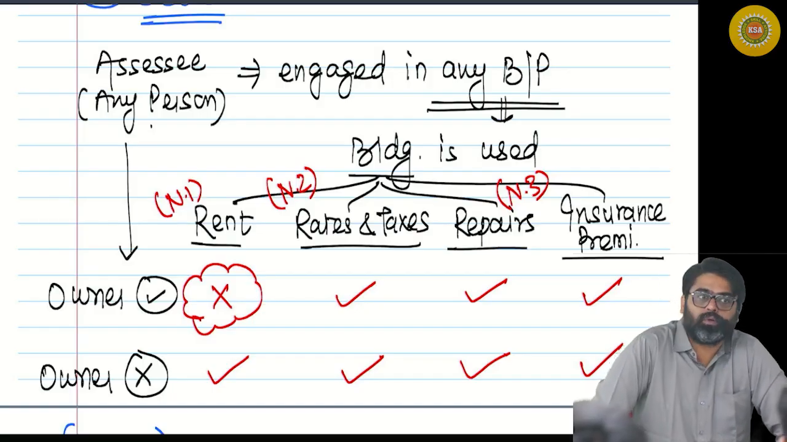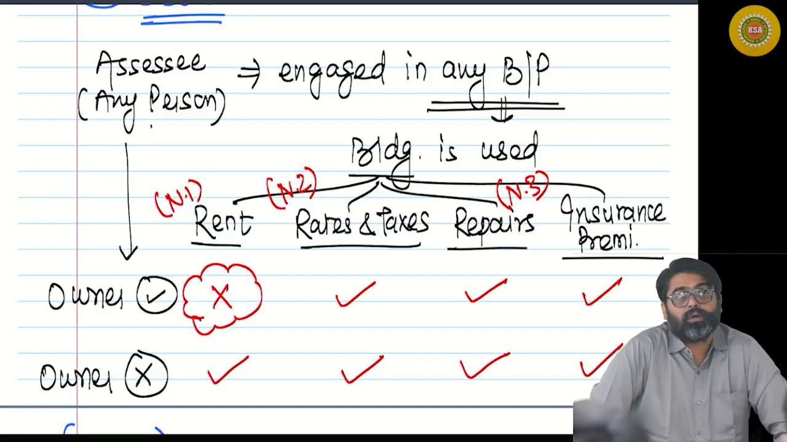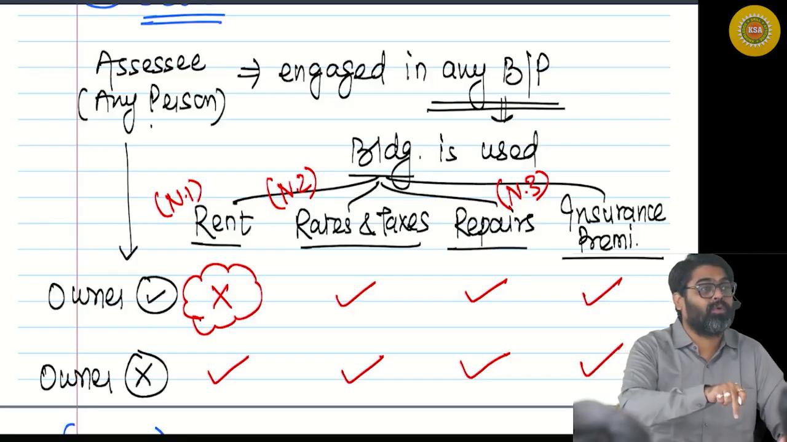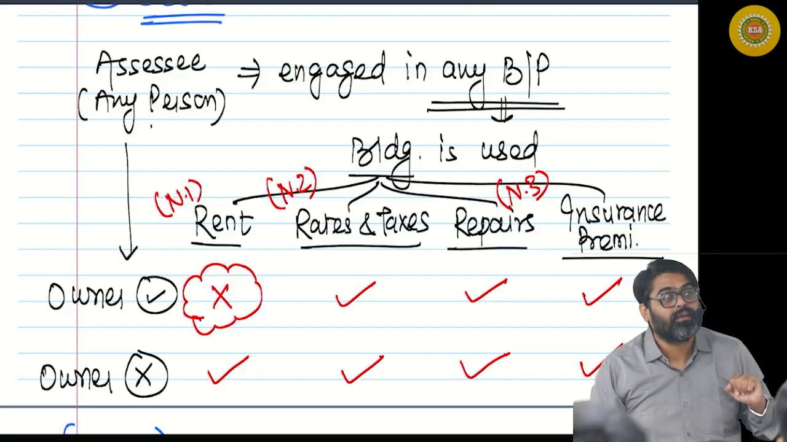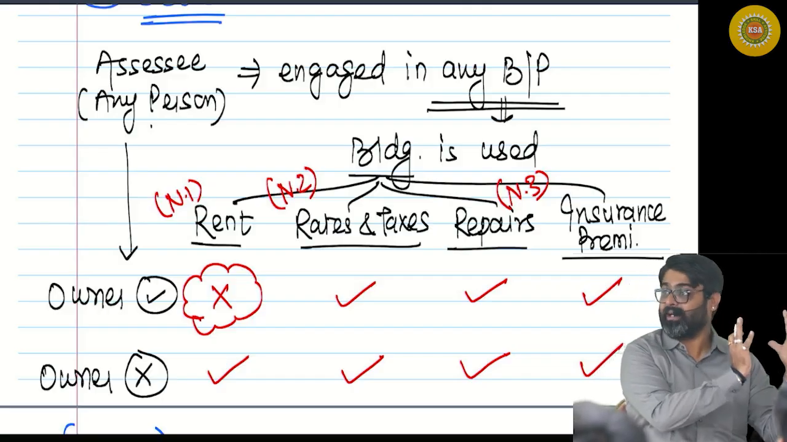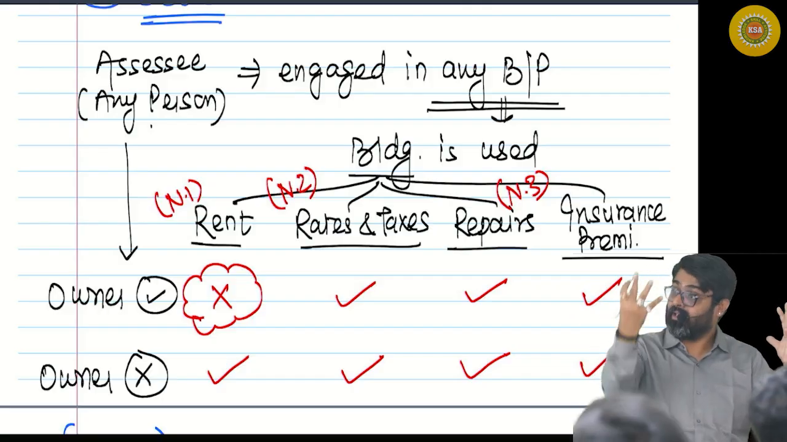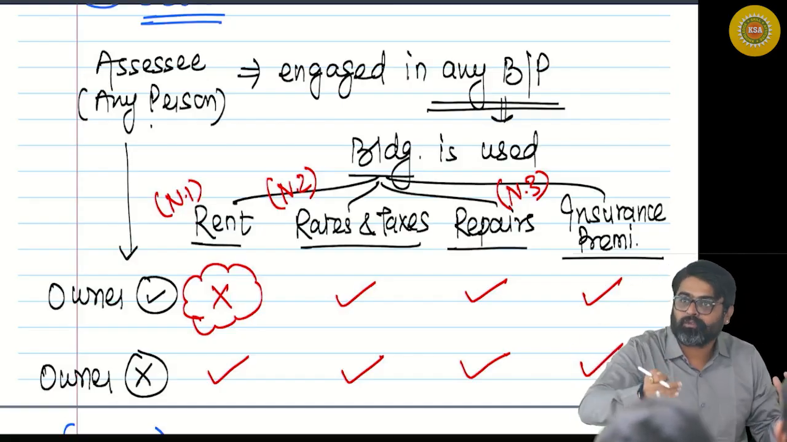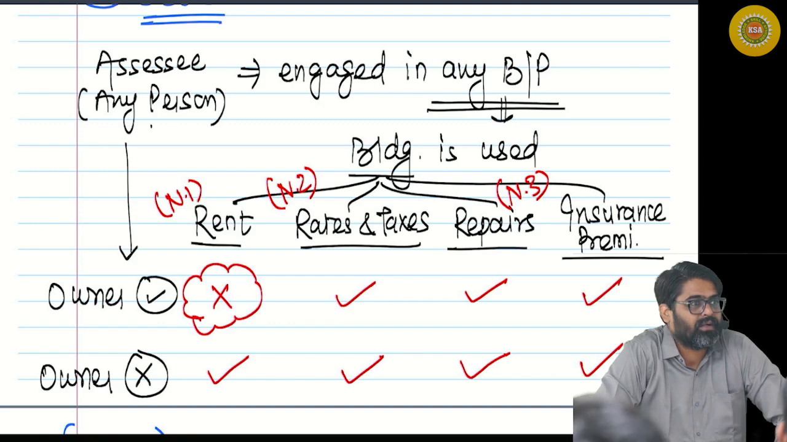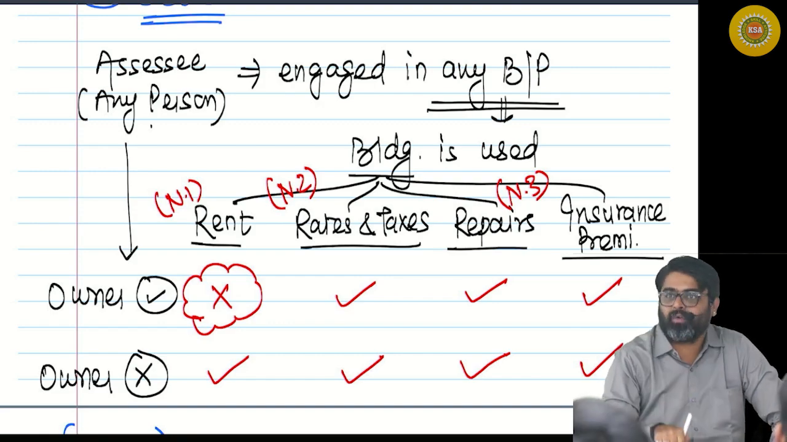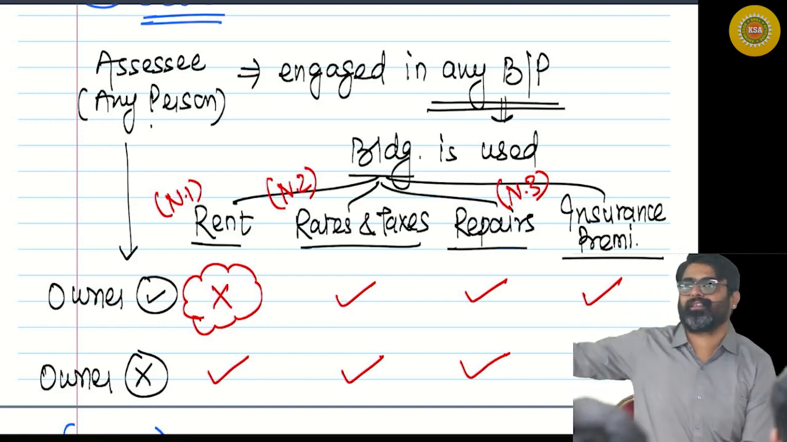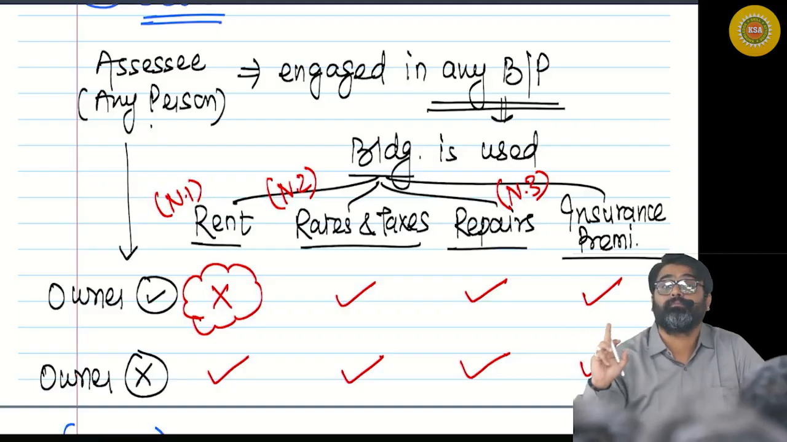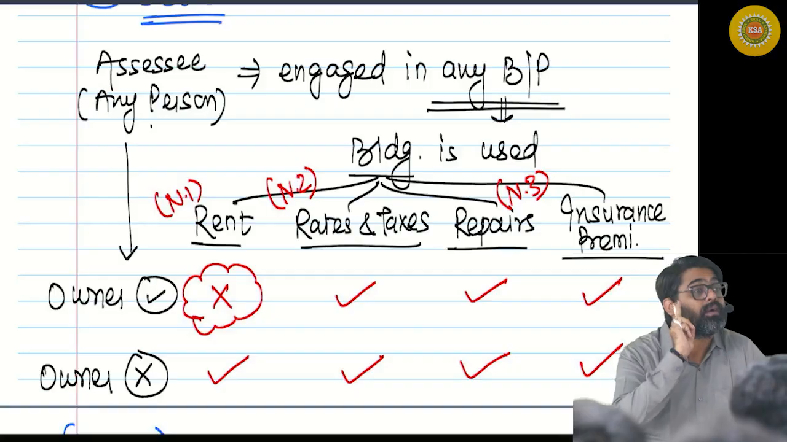Then what should I do? I will capitalize this amount with the cost of my building. So the building is my asset. In the cost of that building, the repairing cost will be added and will be allowed in small parts in the form of depreciation. I cannot claim that amount entirely at once under section 30. Section 30 will allow you the deduction only for repairs of current nature.